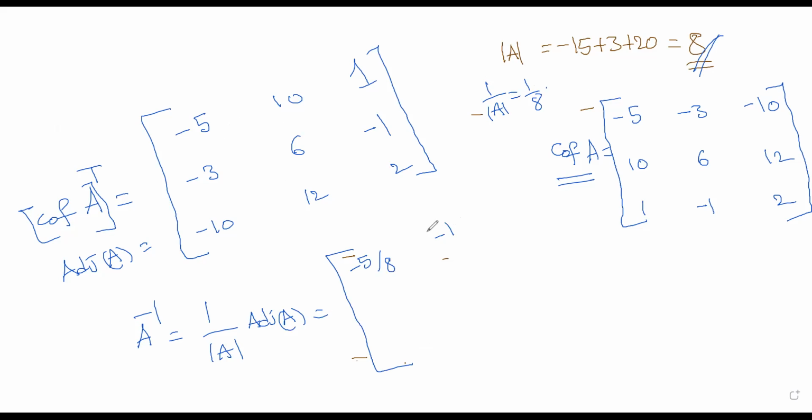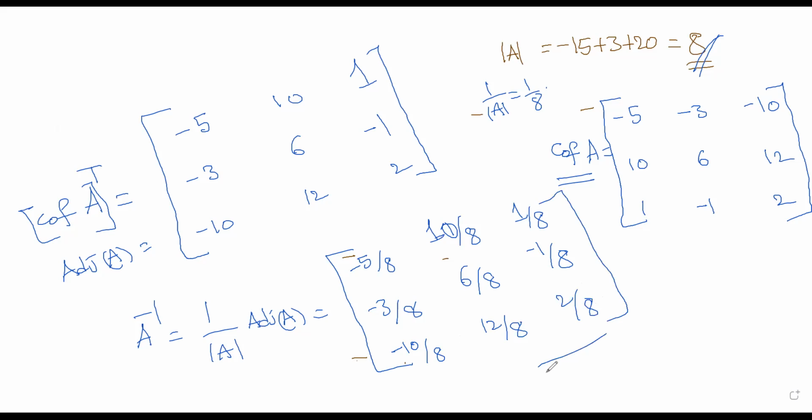Minus 5 by 8, 10 by 8, 1 by 8. Minus 3 by 8, 6 by 8, minus 1 by 8. Minus 10 by 8, 12 by 8, and 2 by 8. Later you can cancel the things whichever is applicable. This is the inverse of the matrix A that we started with.